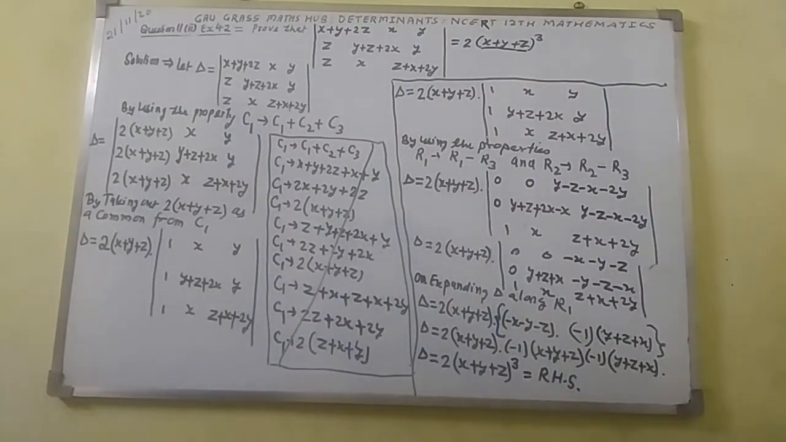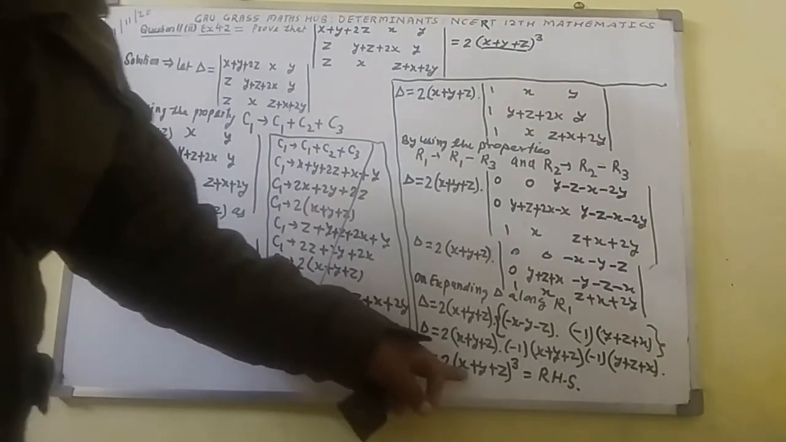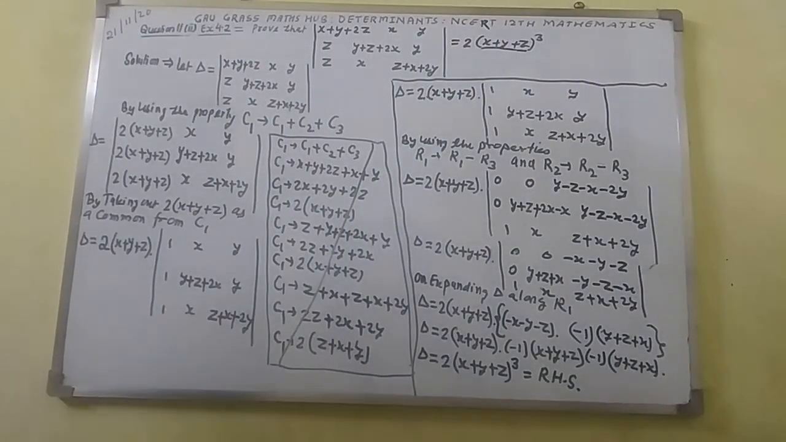Just compare LHS with RHS. This is there: x plus y plus z whole cube, x plus y plus z whole cube is there. So this is the complete solution and explanation of question number 11 Roman 2, exercise 4.2.